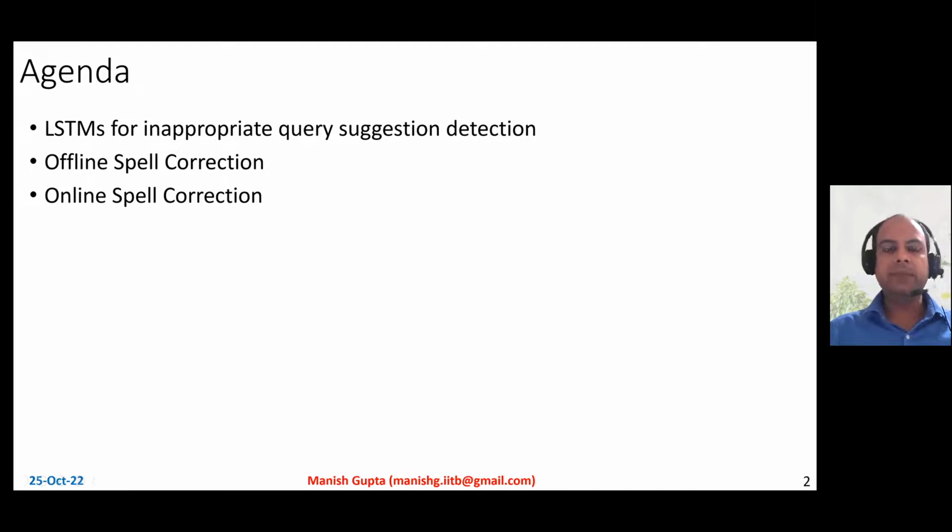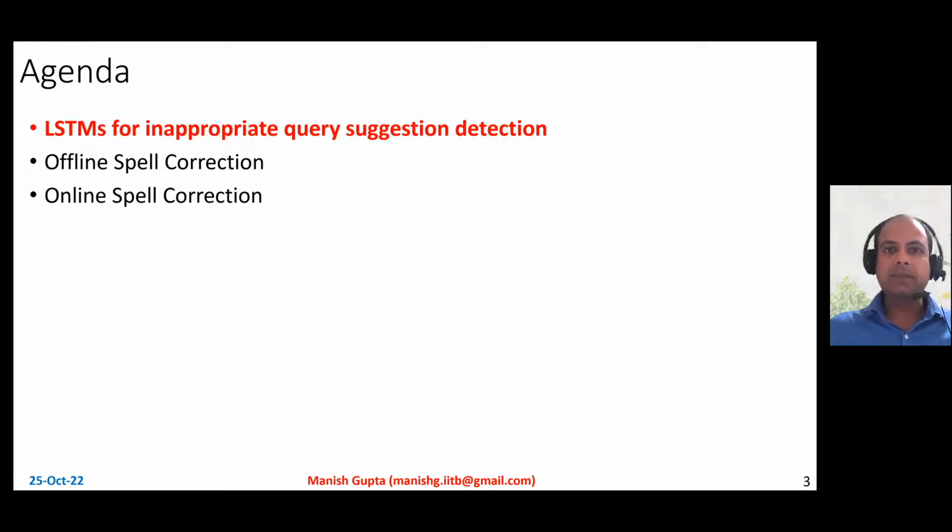Specifically, the agenda is as follows. First, I will talk about LSTMs for inappropriate query suggestion detection. Then I will talk about offline spell correction. And lastly, I will talk about online spell correction for prefixes, for partially typed queries in autosuggest systems. So let's get started.